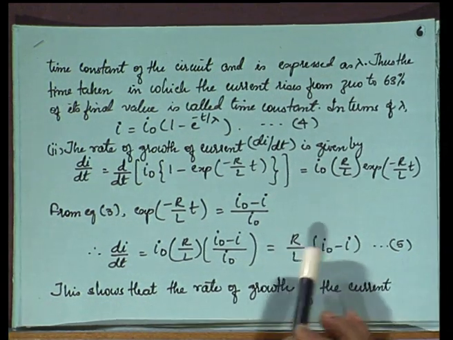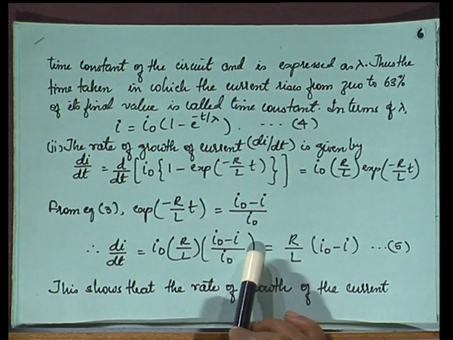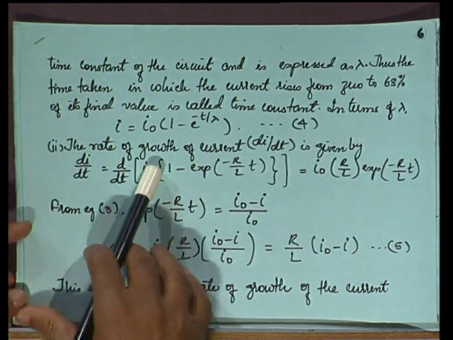Suppose I is equal to I naught, this expression becomes infinity, which means the current can never be equal to that of the original current in the circuit. So, in this way, if you draw a graph from this, we will get a growth of the current in the case of an LR circuit.